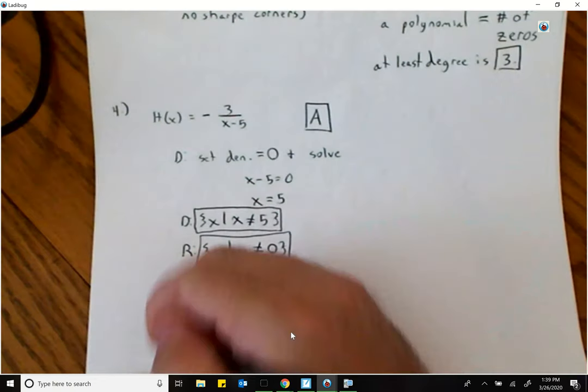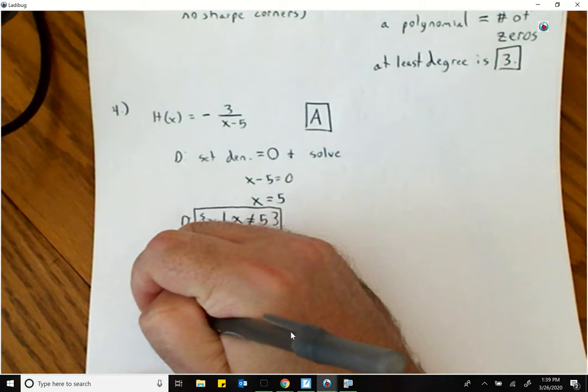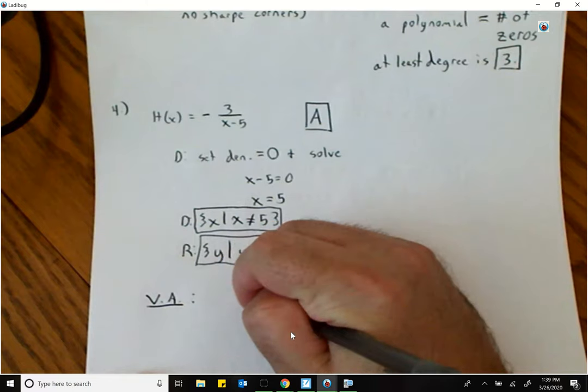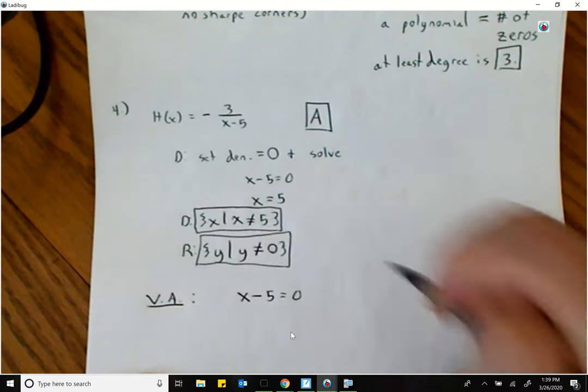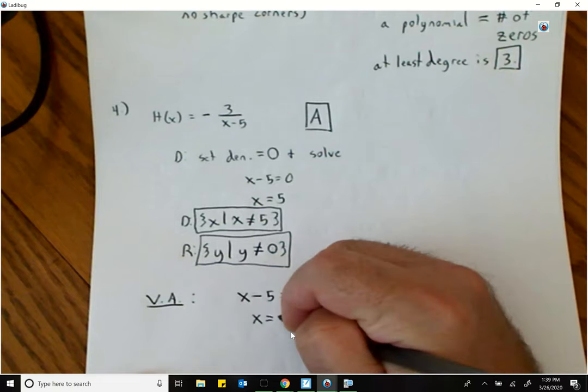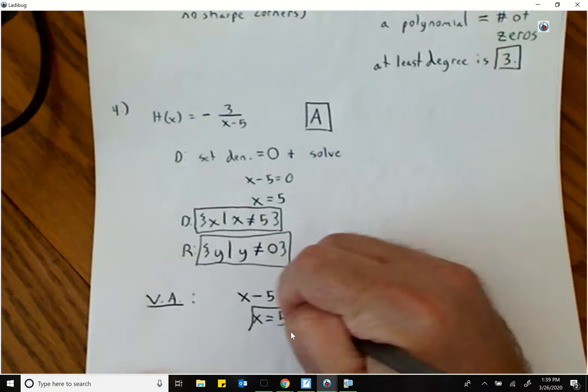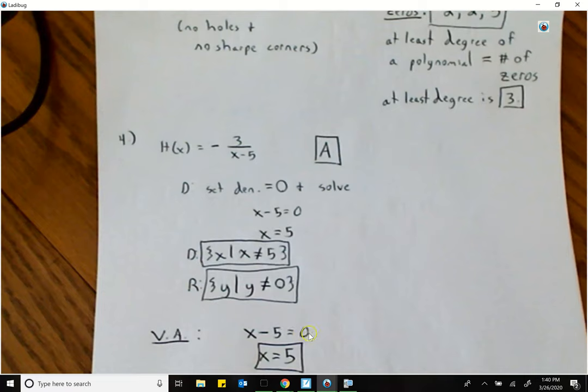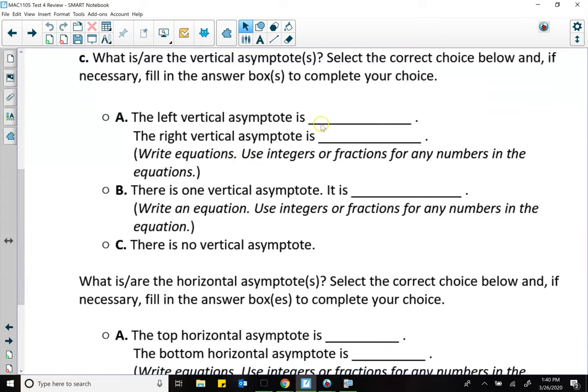So vertical asymptotes, to find those, it's just like domain. All we're going to do is set the denominator equal to 0. So we're going to take x minus 5, set it equal to 0. X is equal to 5. So we do have a vertical asymptote, and it's x equals 5. So if we come back to our problem, we don't have two of them. We only have one. So we're going to select B, and we're going to write x equals 5. It says equation, and you need to write x equals 5 because it is a vertical line.